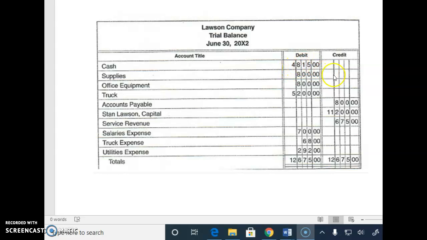And then you will put the corresponding amount, whether it's debit or credit. And you see your assets have a normal debit balance. Your liability has a normal credit balance. Capital has a normal credit balance. If you have a drawing account, it would have a normal debit balance. Revenue has a normal credit balance, and all of your expense accounts have normal debit balances. So you will list them in the corresponding columns, and then you will total your debits, and then you will total your credits, and the debits and the credits have to equal.